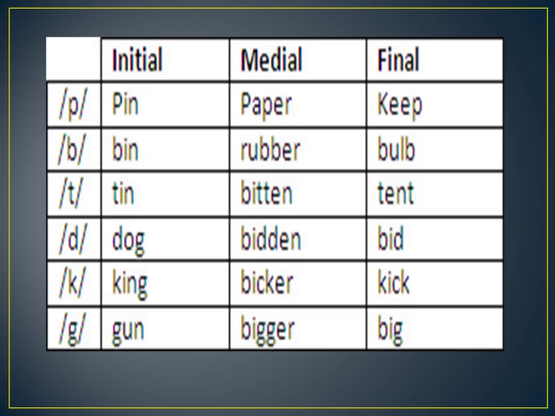Just have a look at the following examples, which are showing that the words have consonants or plosives in initial, medial, and final level of the word. For example, in pen, the consonant is in the start. In paper, the consonant is in the middle, and in keep, the consonant is at the final place. So you can always have a look at the examples. I've tried to gather as many examples as I can, so you can have a better understanding of the topic.